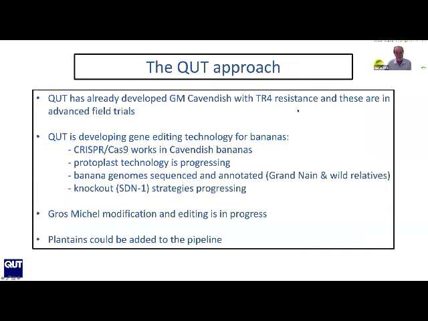So at QUT, we've already developed TR4 resistance in Cavendish, and these are in advanced field trials. We're developing gene editing technologies for bananas. CRISPR works in Cavendish. Protoplast technology is progressing. We've got the genomes, and the knockouts are progressing. We've got Gros Michel and plantains in the pipeline as well.